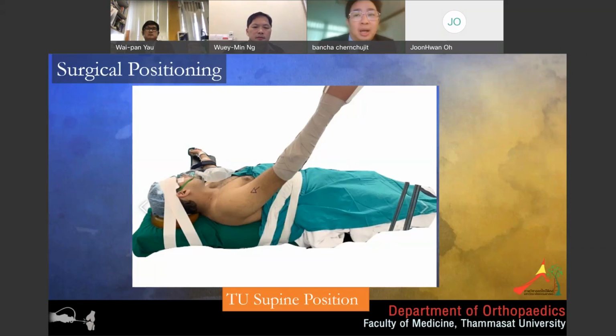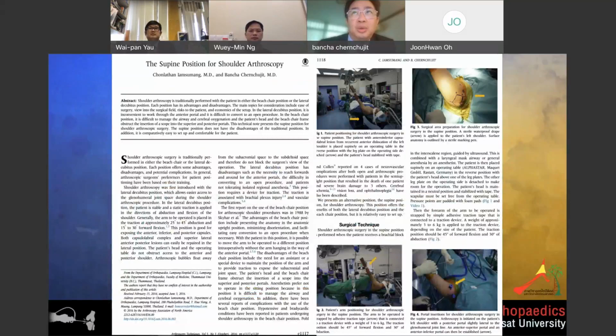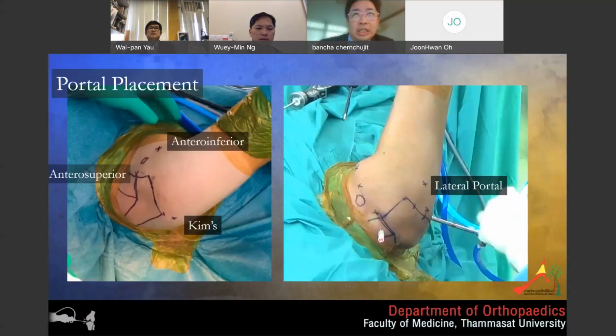So this is my preferred position. We call this the TU supine position. It's very simple. And you can look in these pictures, the patient just used the local nerve block, right? He can go back home right away because there's no intubation. It's a very comfortable position. Just let the patient sleep with a local nerve block. So these are my articles about this TU supine position for shoulder arthroscopy. It's very convenient.